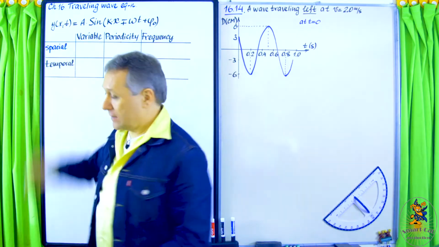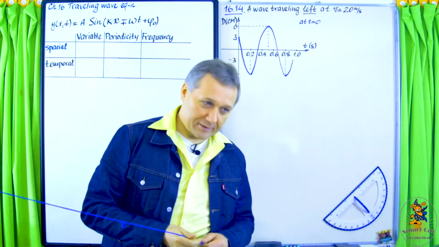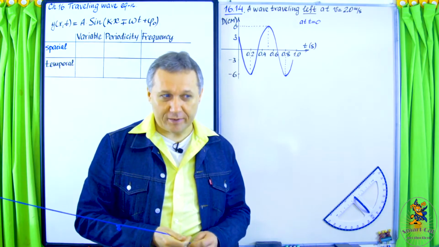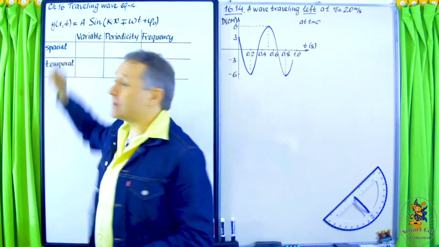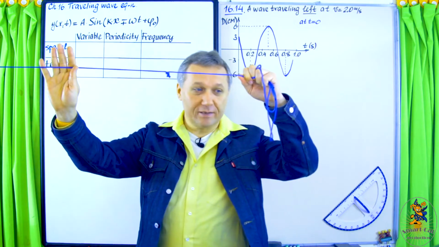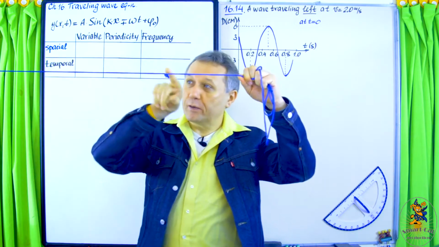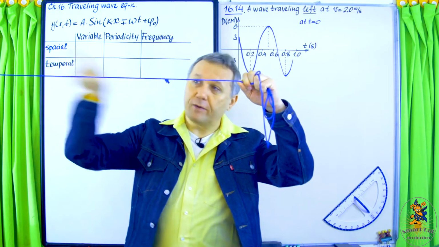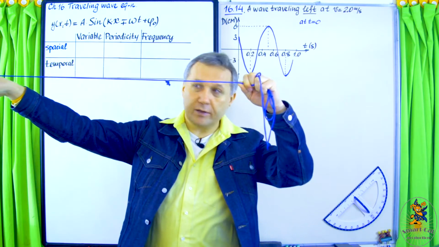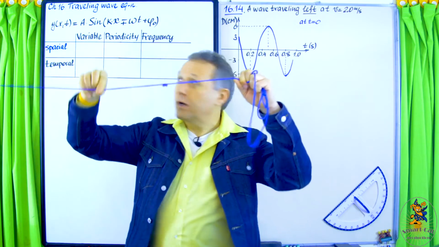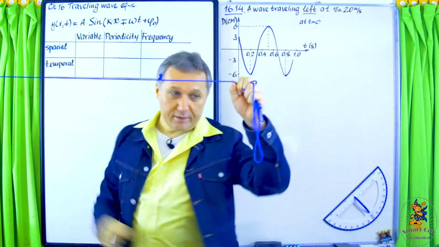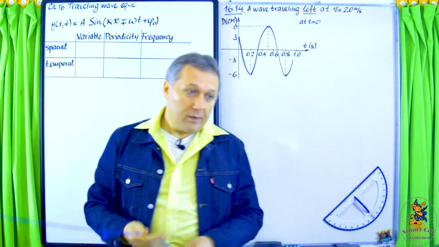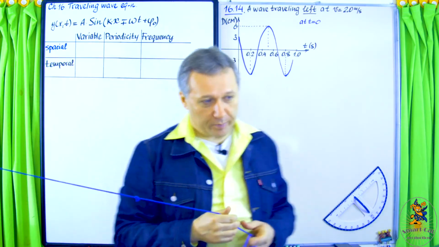X in this case tells us along which axis the wave propagates. In this case, the wave propagates along the x-axis. So if this is the chord, the string, and the wave propagates that way, so this is our x direction. If I align the x-axis along that direction, this wave will be described by this equation. So x is the axis along which the wave propagates.